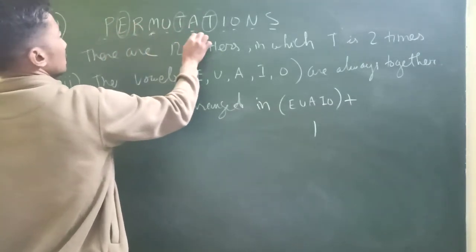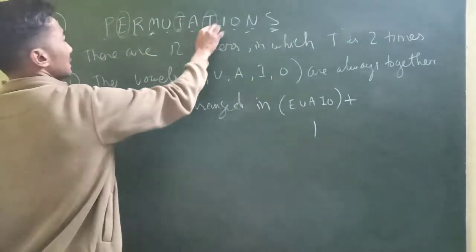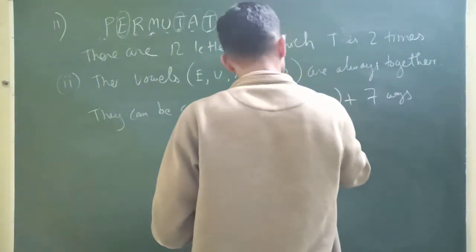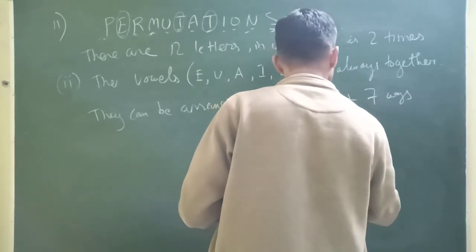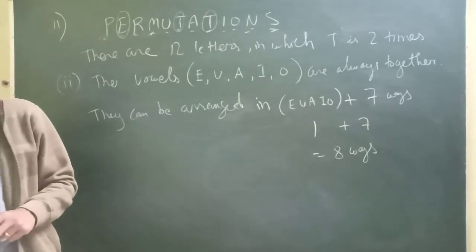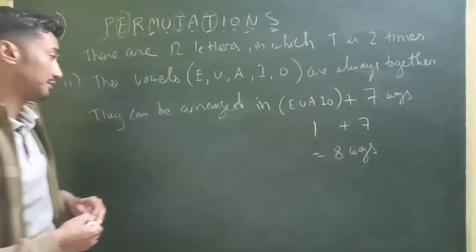1, 2, 3, 4, 5, 6, 7. 7 ways. So 7, 8, 9, 10, 11, 12. Plus 7. So of course they can be arranged in, of course, 8 ways.